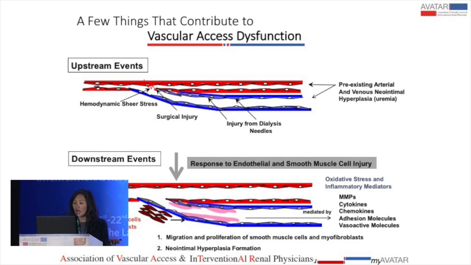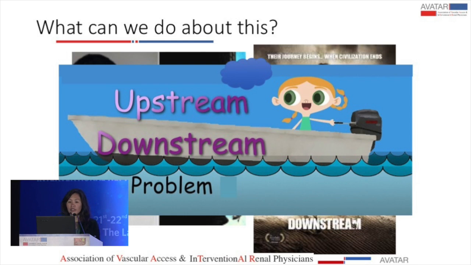And every time we do that, we set off the inflammation and coagulation cascade. So these are upstream events that then lead to downstream events, and downstream events are events that occur in response to these upstream events. And so we have the response of the endothelial and smooth muscle cells to this injury, and what it does is it proliferates and migrates from the adventitia to the intima.